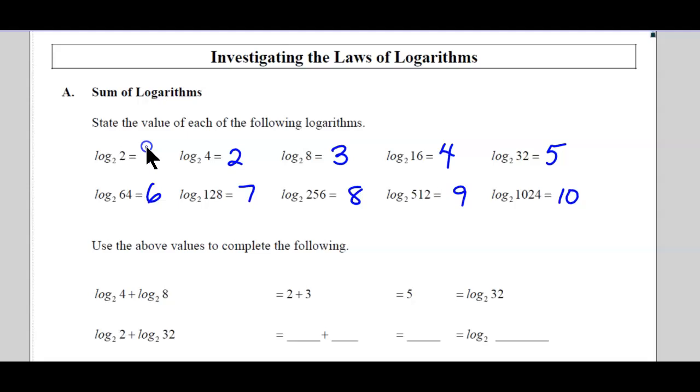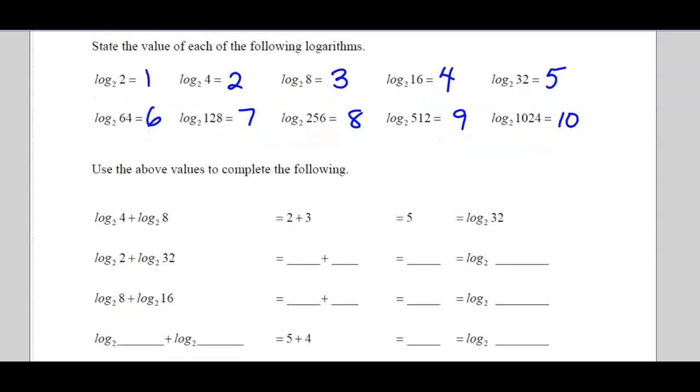Okay, so let's take a look. We've got all the values there, so you don't have to think so much when you're filling in these expressions. It says log of 4 base 2 plus log of 8 base 2. So let's evaluate each part. This log has a value of 2. This has a value of 3. We add those together, we get 5. And that's simplifying it.